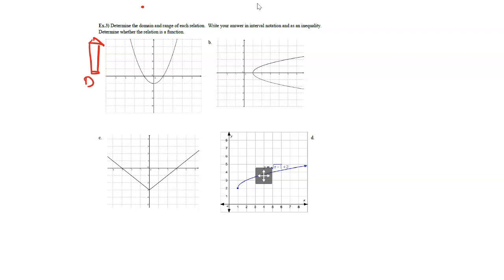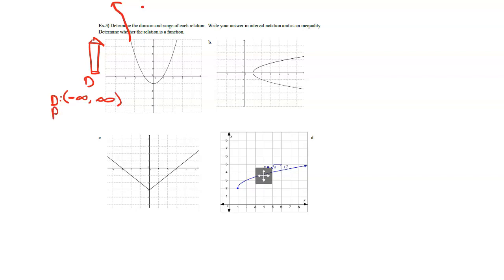So you can imagine this graph is going, and it's going forever in that direction. So there's no x value it's not going to hit. It might be really high, it might take a while, but this one's going to be all real numbers. And so the way that we would say that for domain is we would say -infinity, because that's the smaller number, to +infinity. Now around infinity, we always have parentheses.